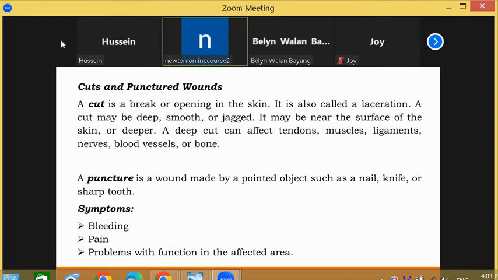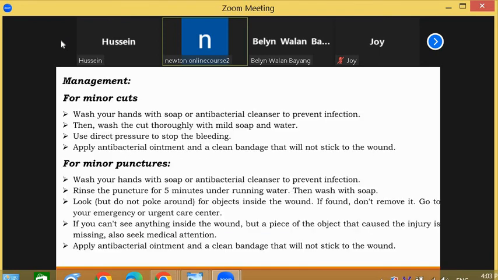What are the symptoms for cut and punctured wounds? Bleeding, pain, and problems with function in the affected area. If you get a cut or puncture, we cannot move that area, right? It will be very painful. That is the problem with function in the affected area.